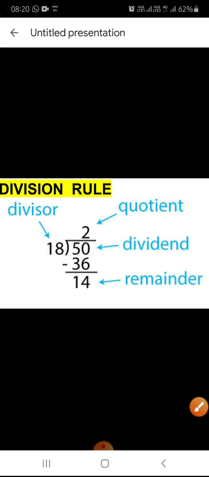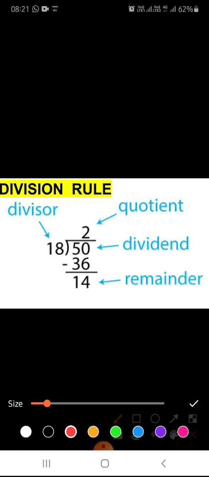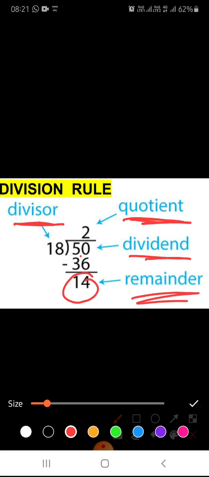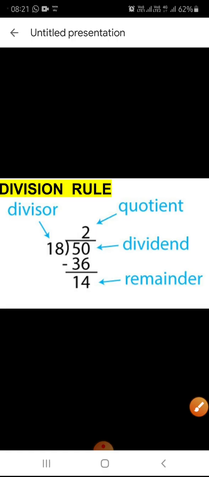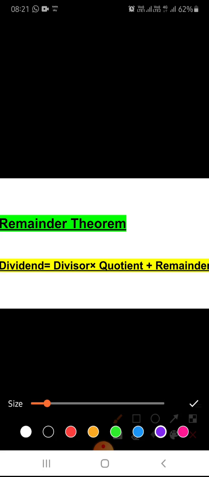Okay, you can see here, the number that is performing the division is known as divisor. The number that is to be divided, that is 50, is known as dividend. The answer that comes is known as quotient, and whatever is left here is known as the remainder. Is it clear? So using these only we will perform the question. Now for this question you can use the remainder theorem. What does the remainder theorem say? Remainder theorem says that dividend is equal to divisor multiplied by quotient plus the remainder.